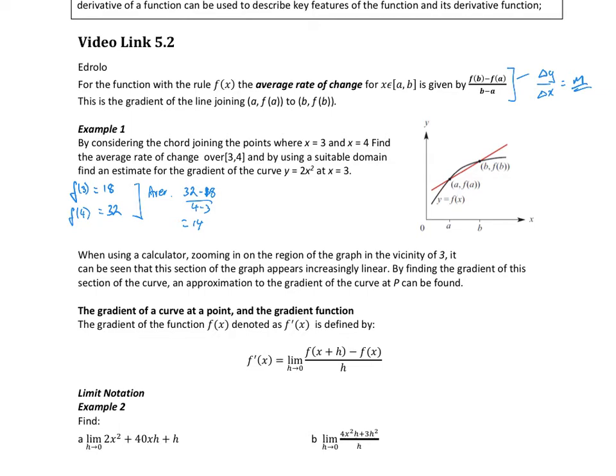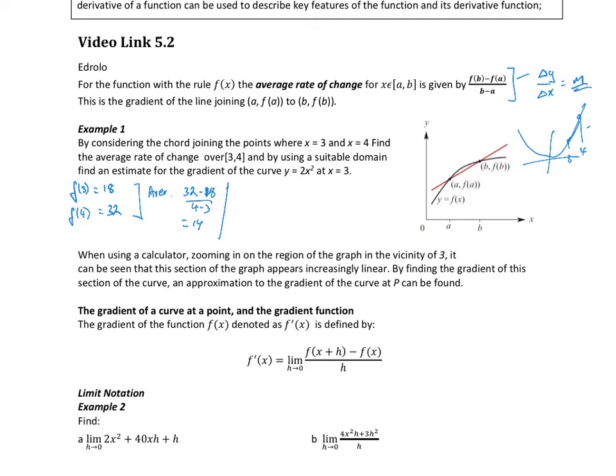And now by using a suitable domain, find an estimate for the gradient of the curve at x equal to 3. So if I was to sketch 2x squared out here somewhere, we're saying that between 3 and 4, the line that joins those points is an okay approximate for the gradient from 3 to 4. So a better approximate is to take a point closer to x. So maybe something like 3.1 will do.